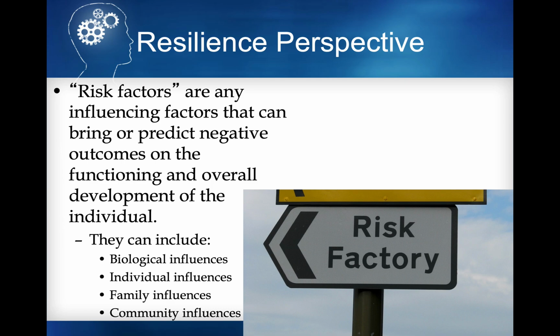Risk factors are any influencing factors that can bring or predict negative outcomes on the functioning and overall development of the individual. They can include biological influences, individual influences, family influences, and community influences. And I talk to my kids about this all the time. I say something like, "We're Bradways, and we do things this way. We don't knuckle under to pressure. We're always solving problems." That's the family influence, which isn't always true, but it's a good thing to talk to your kids about, I guess.